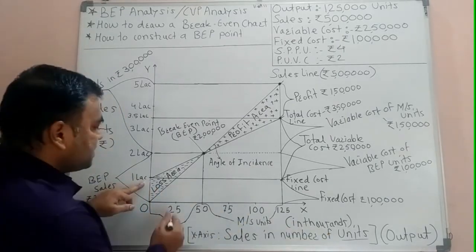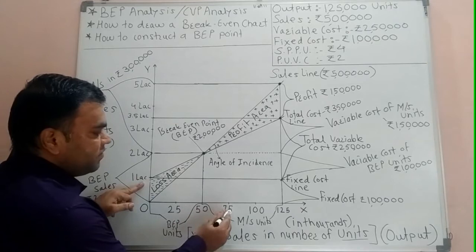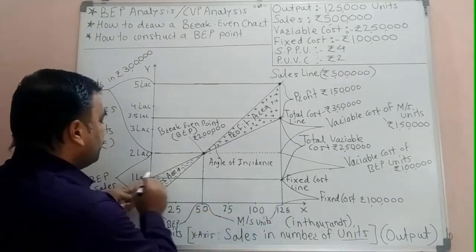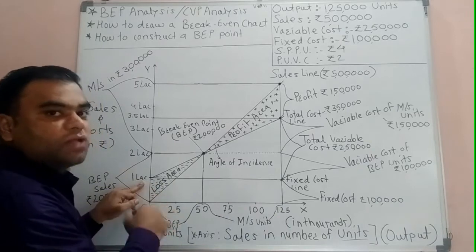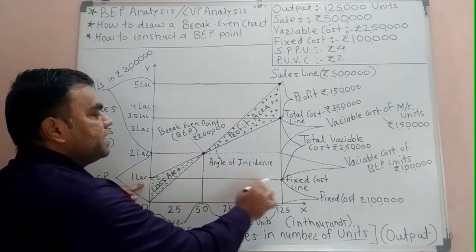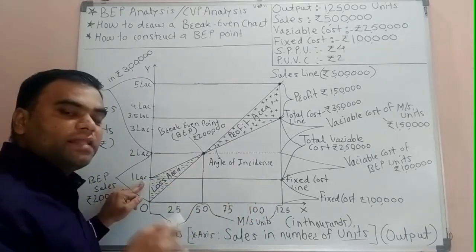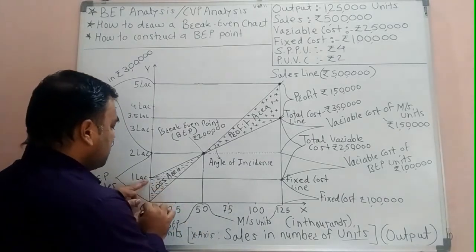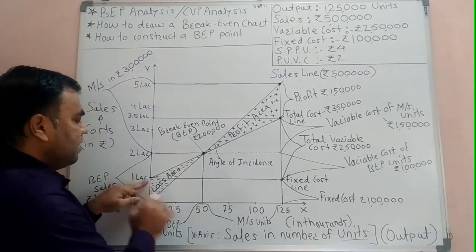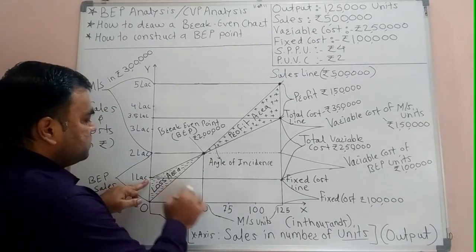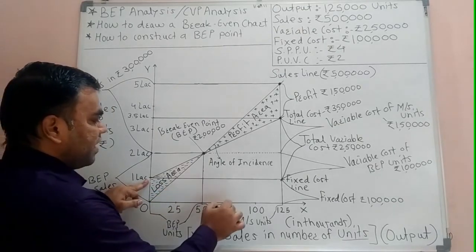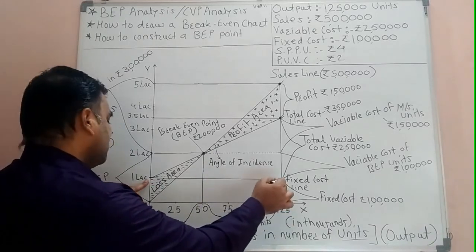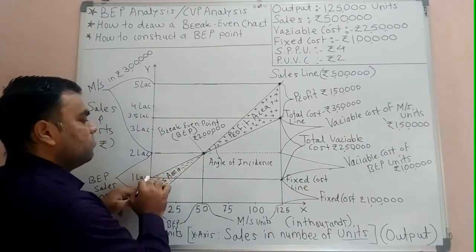Means if you manufacture 25,000, 50,000, 75,000, 1 lakh or 1,25,000 units, your fixed cost of 1 lakh, suppose rent, will not change. It will remain constant. That's why such cost is known as fixed cost. So at 0 units your cost is 1 lakh, at 25,000 units also 1 lakh, at 50,000 also 1 lakh, at 75,000 also 1 lakh, and at 1,25,000 your fixed cost is still 1 lakh.